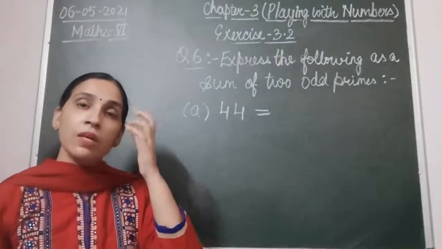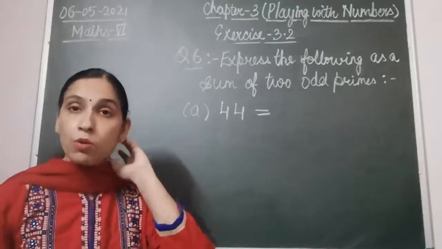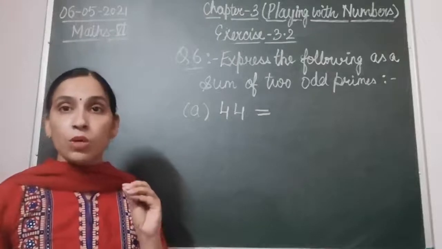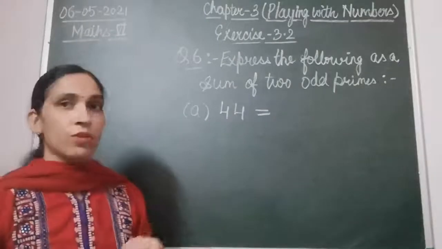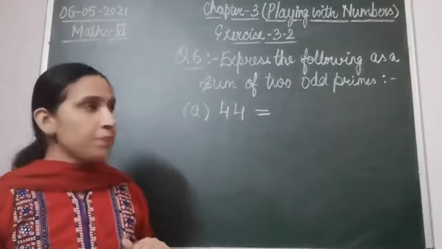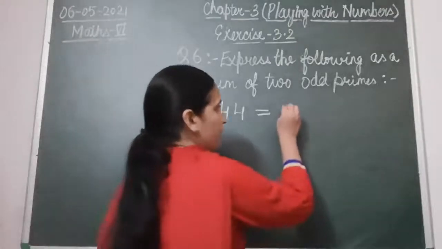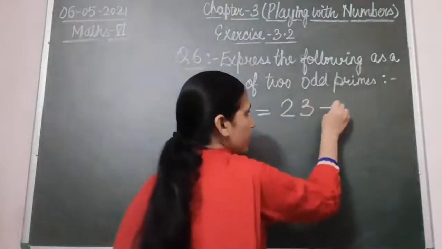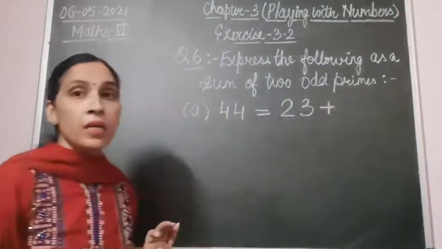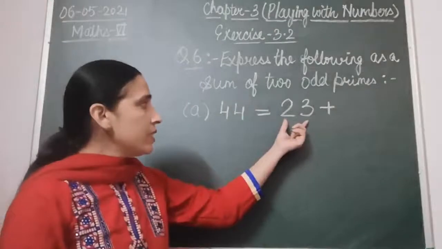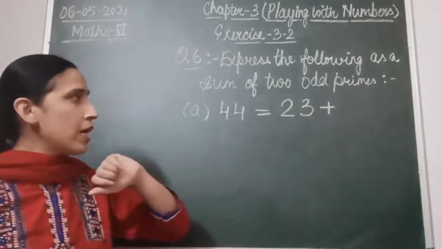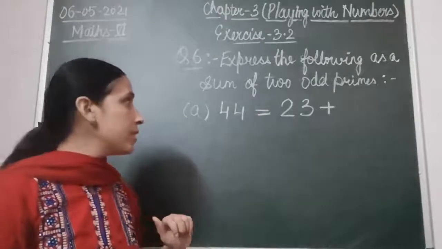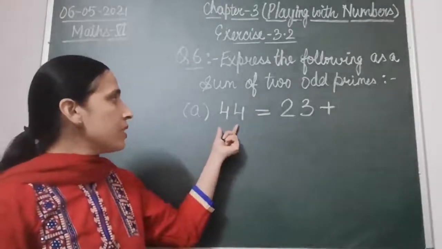19 plus 5. So we have to think about which two odd prime numbers we are going to add to get this 44. Let's see. If I take this 23, 23 is an odd prime number. If I add 23, what can I add to make it 44? Is it possible to make it?